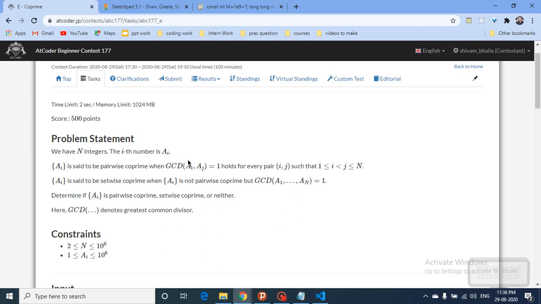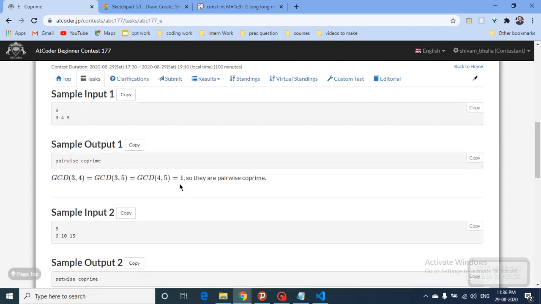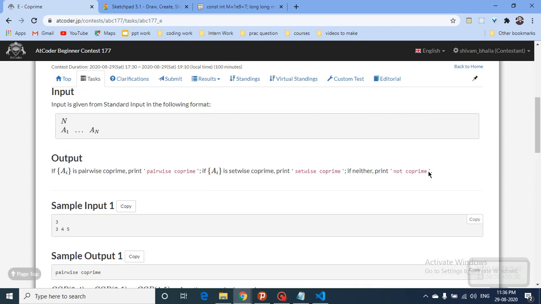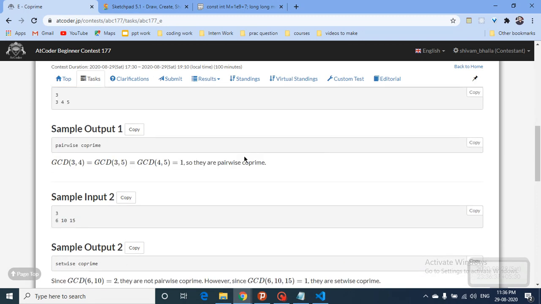If this statement is false, then they can be setwise coprime, in which if you take the GCD of all the numbers, it should be equal to 1. If the GCD of all the numbers is equal to 1, then they are setwise coprime. Else, if both of these conditions are not true, then they are neither pairwise coprime nor setwise coprime, so you have to print out "not coprime". These are the three statements you can print out according to the question.